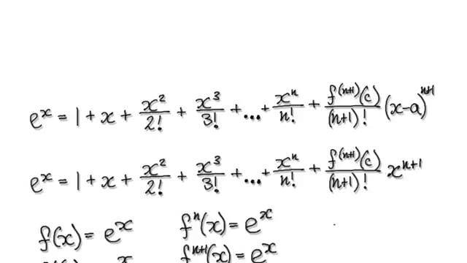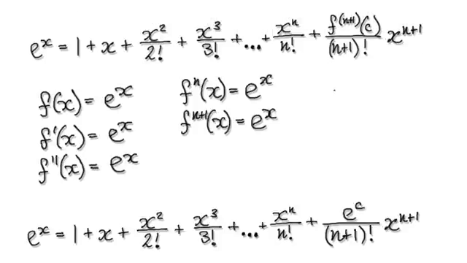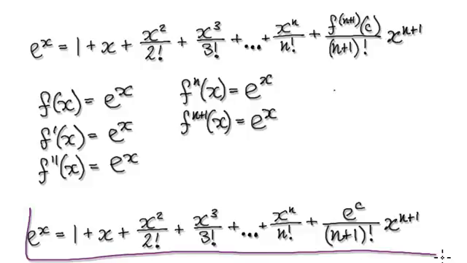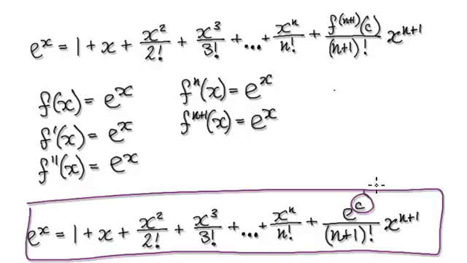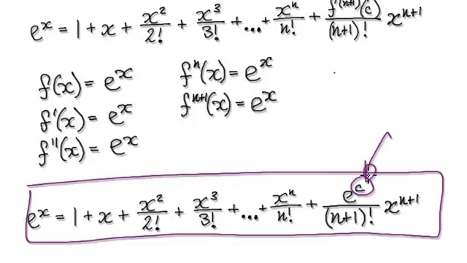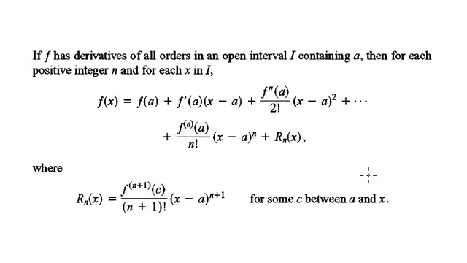Following on from the earlier video, we got to this stage here where I said I would elaborate more on this C. So looking back at Taylor's formula, this C here exists somewhere between A and X.